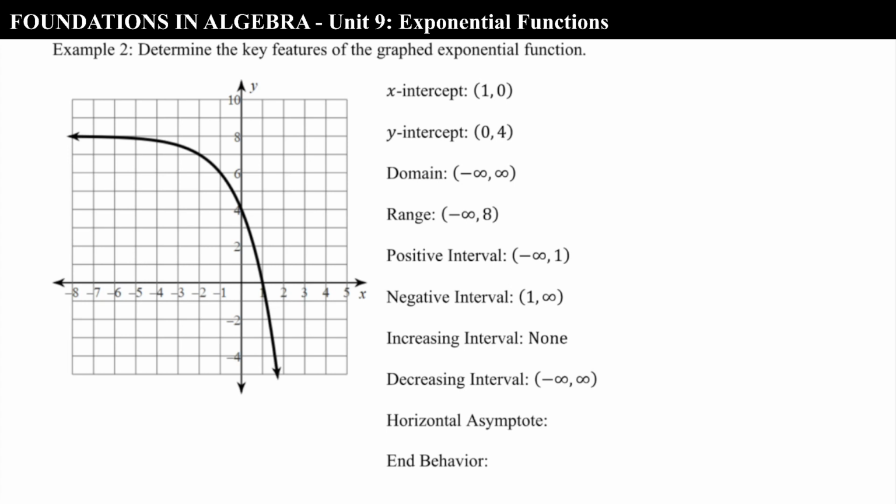Our horizontal asymptote, where we're starting to level out on the top, is at y equals 8. So our end behavior, as x approaches infinity on the right-hand side, f of x is going to negative infinity. As x approaches negative infinity on the left-hand side, we're approaching 8 in the y.